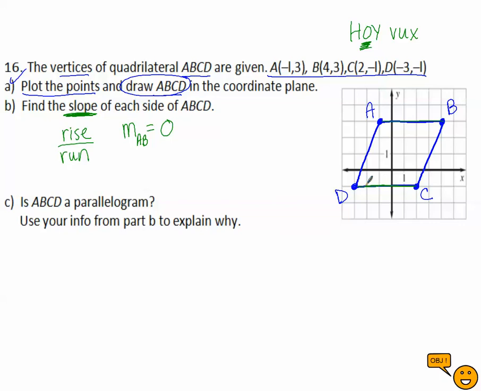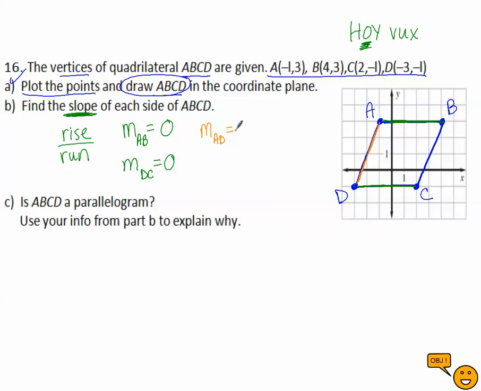Looking across to the opposite side, opposite from AB is DC. I'm going to do that slope next because it's also a horizontal line, so it looks easy like the first one. Slope is 0. Now let's do the slopes of the other sides. How about the slope of AD?